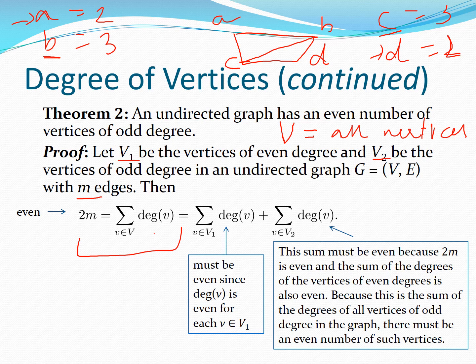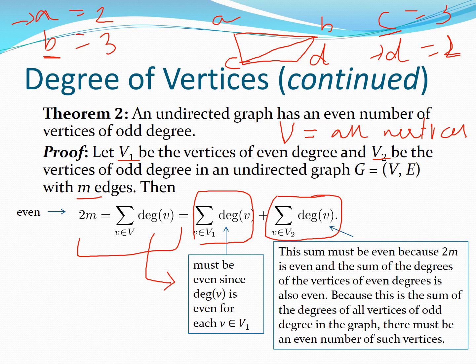Now let's take this and divide it up into two different categories: the sum of degrees of vertices with even degree, and the sum of degrees of vertices with odd degree. So this part is the sum of the degrees of all the vertices with an even degree, and this is the sum of degrees of all the vertices with an odd degree.